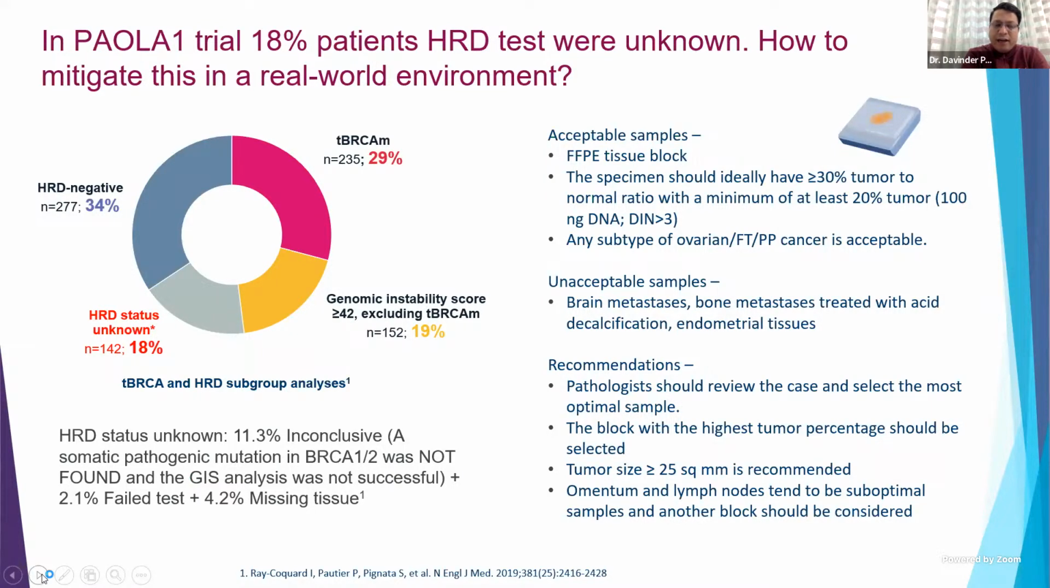So in the PAOLA-1 trial, 18% of patients' HRD tests were unknown. So how do we mitigate this in the real world? Very important thing: we should have the proper tissue blocks available, and preferably they should not be more than 3 to 4 years old. Especially, the specimen should ideally have more than 30% tumor to normal ratio. Unacceptable samples are brain metastasis, bone metastasis treated with acid decalcification, or endometrial tissues; they are unacceptable for this testing. The pathologist should review the case and select the most optimal sample. It is said that omentum and lymph node tend to have suboptimal samples, and another block should be considered, and a tumor size of at least 25 square millimeters should be recommended.